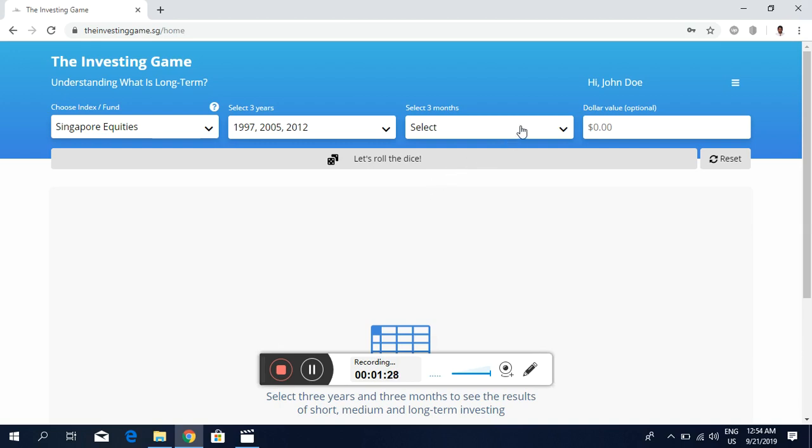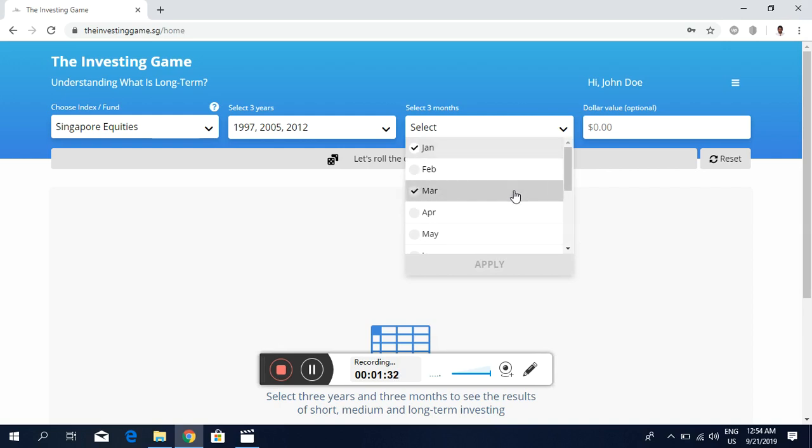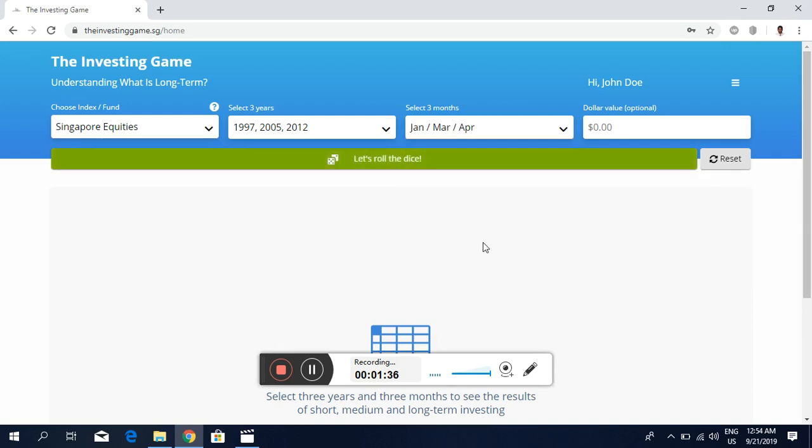The next step is for the client to choose any 3 months of the year. Please select Apply after choosing the months. An investment amount can also be entered in the dollar value field, though this is optional. Choosing a dollar value helps the client to see in dollar terms the results of the returns generated.